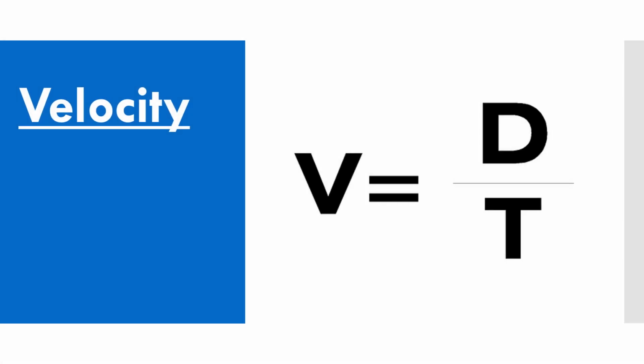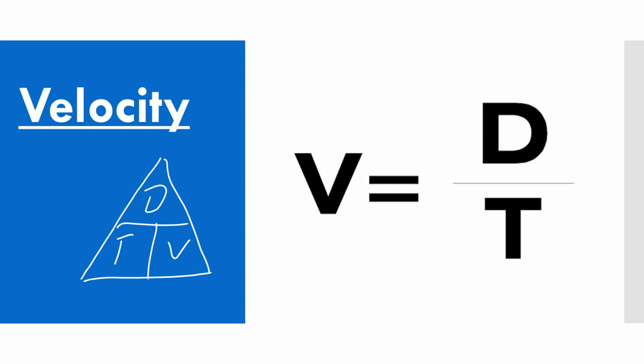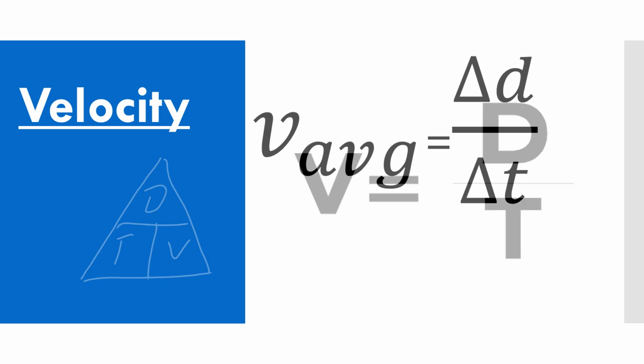So the formula for velocity is very simple. It's basically the same thing as speed. You have distance over time. So you can even use the same triangle right here. Distance, time, velocity. Now when you get into bigger, more complex velocity equations in high school, you'll probably see something that looks more like this.